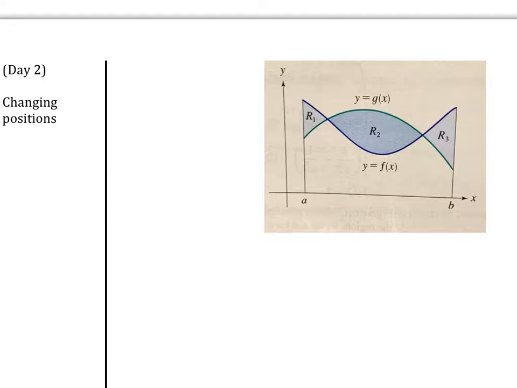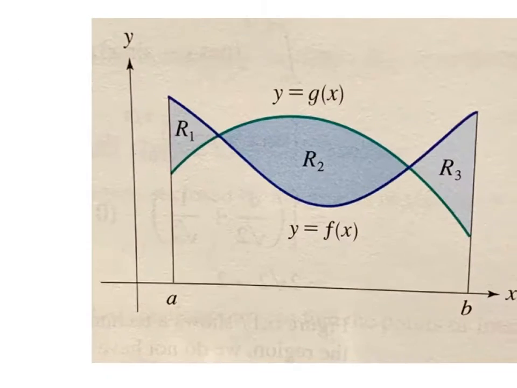All right, we're still on 6.1. Okay, so now we're going to look at this curve. This is from your book.